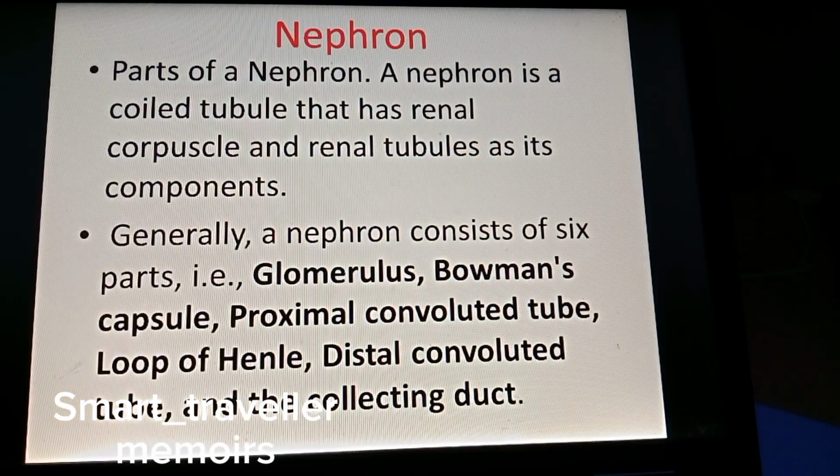The nephron. Parts of a nephron. A nephron is a coiled tube that has a renal capsule and renal tubules as its components. Generally, a nephron consists of 6 parts: glomerulus, Bowman's capsule, proximal convoluted tubule, loop of Henle, distal convoluted tubule, and the collecting duct.